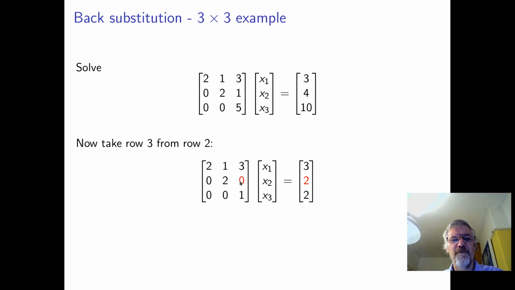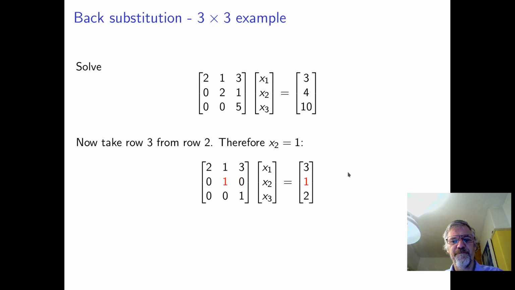And of course, if it wasn't a 1, we'd have to multiply it by something. And I've changed the row, I've changed the right hand side as well, using the same operation. In other words, we've subtracted row 3 from row 2. So now this row reads x2 equals 1, and so we now know x2 as well.